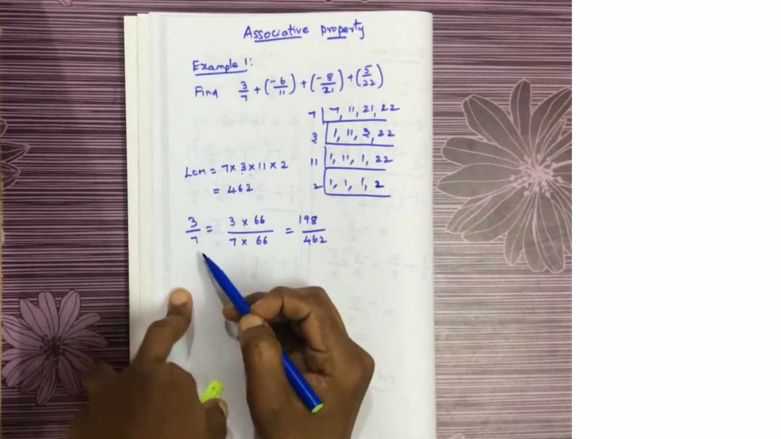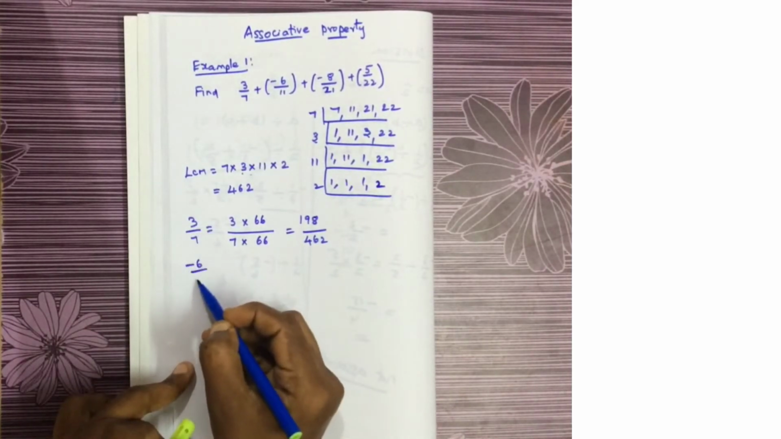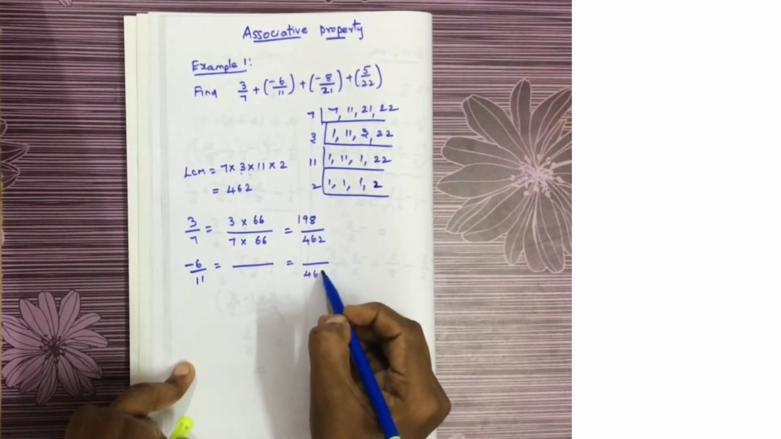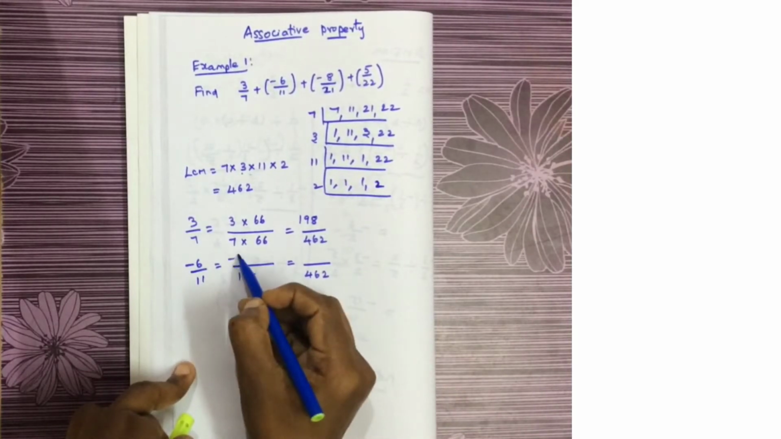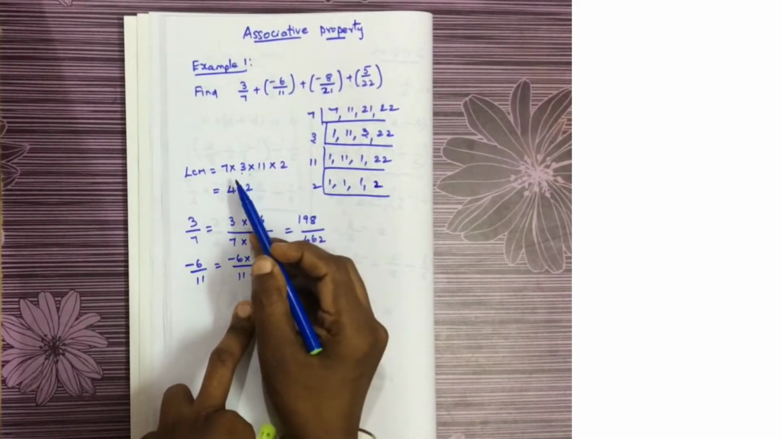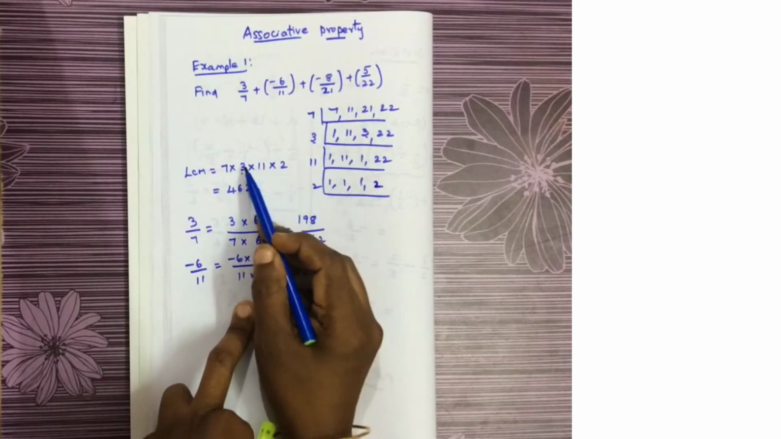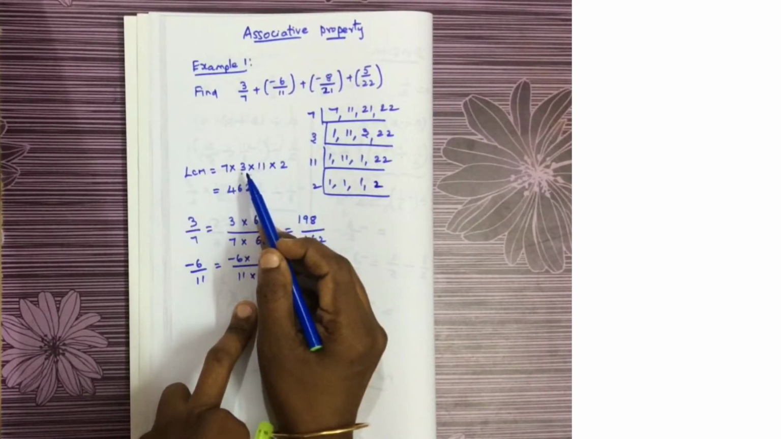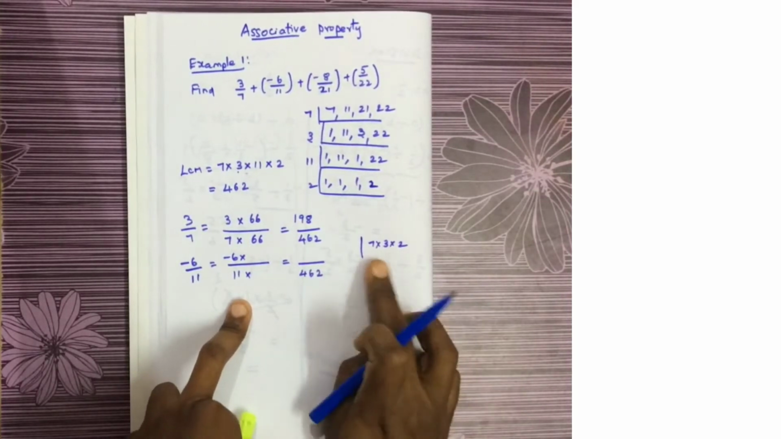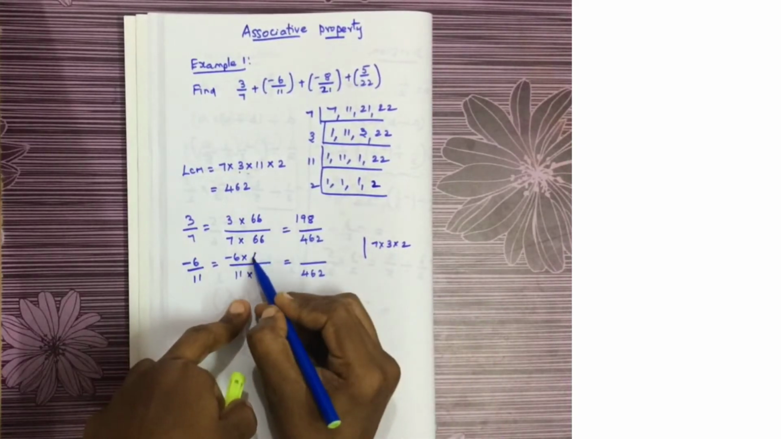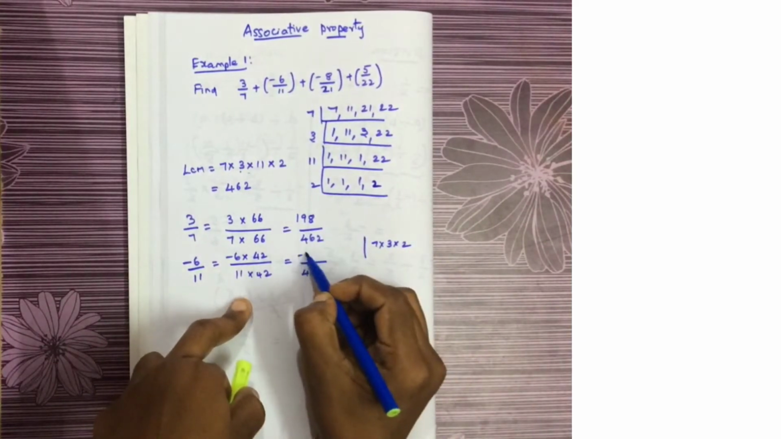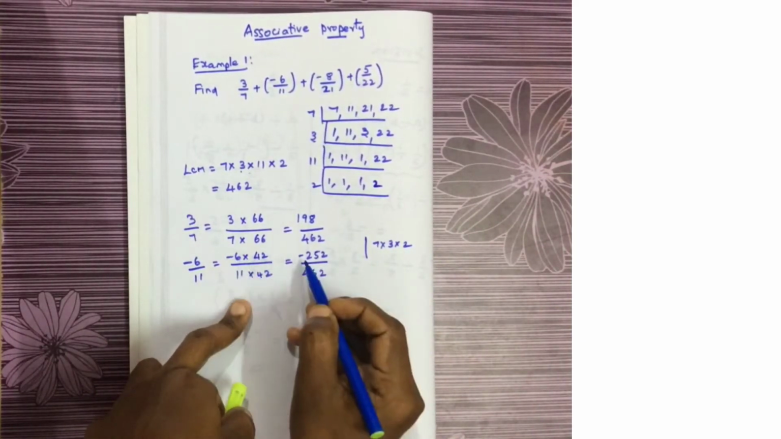So first is 3 by 7 and the second one is minus 6 by 11. The denominator should be 462. What is 11 multiplied by to get 462? 7 threes are 21 and 21 twos are 42. Here also 42. What is 42 multiplied by 6? It is 252. I am writing plus into minus, minus.